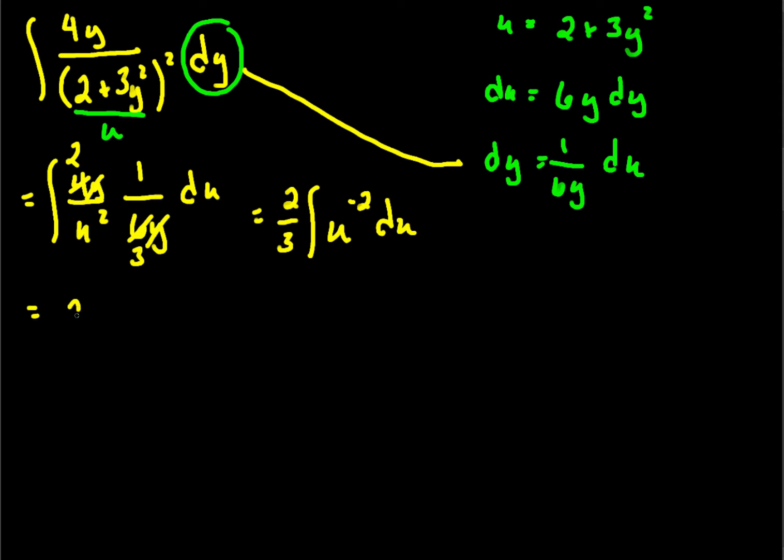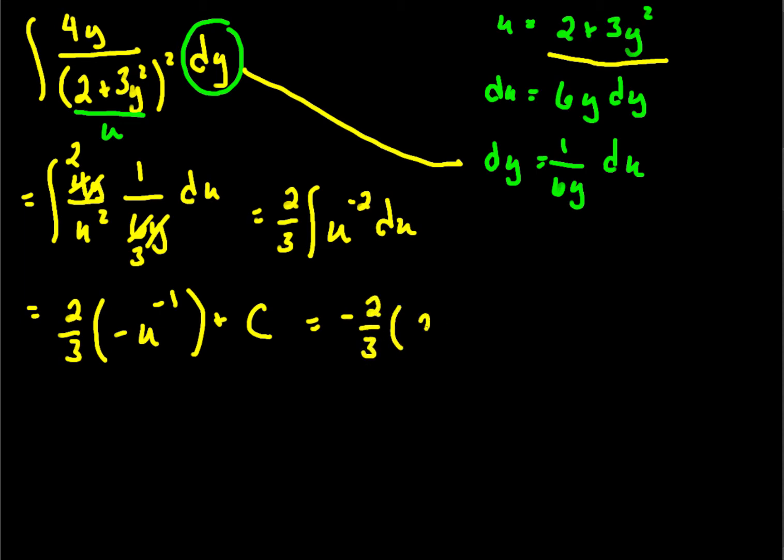which is equal to 2/3 times u to the negative 1, and so I get a negative in front, plus a constant. But I'm not done. I can't stop here because the u needs to be put back in terms of y, and so this is equal to negative 2/3 times the quantity 2 plus 3y squared raised to the negative 1 plus a constant. That's our final answer.